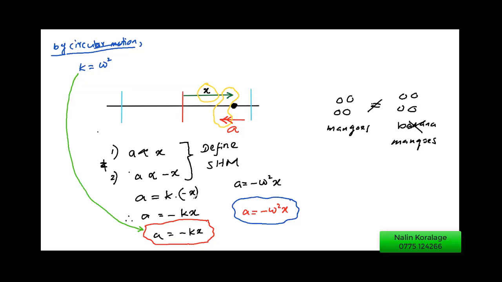In case you want, you can write acceleration a is equal to minus omega squared l, or l dash, or x dash, or y, anything. Basically we use either x or y. So a is equal to minus omega squared x is completely fine. a is equal to minus omega squared y. Then sometimes you might have a question like this in your mind.